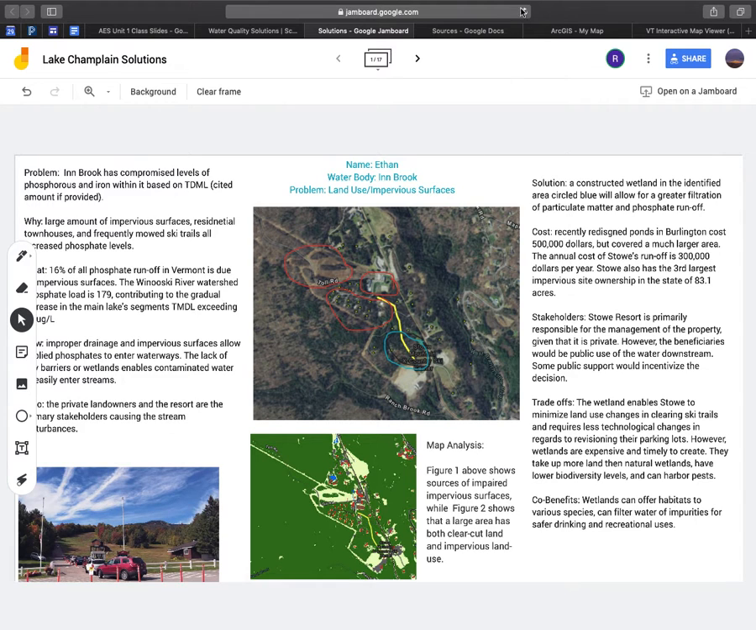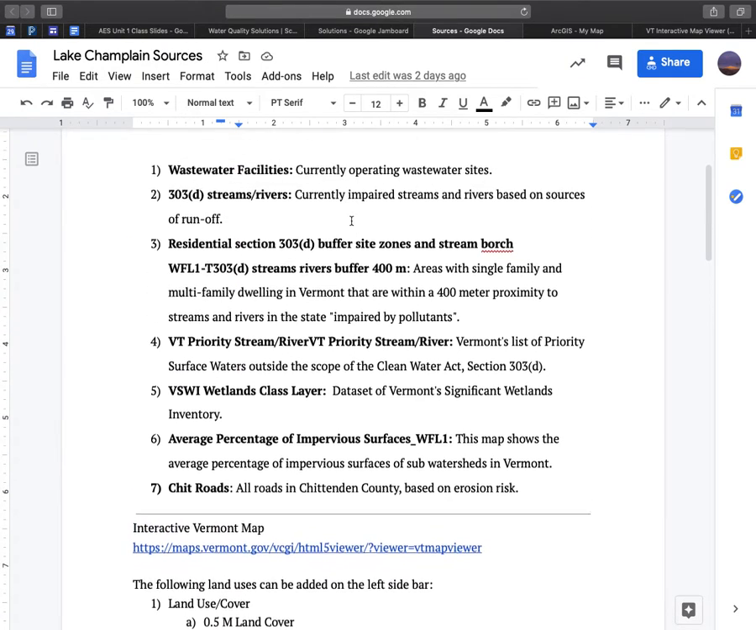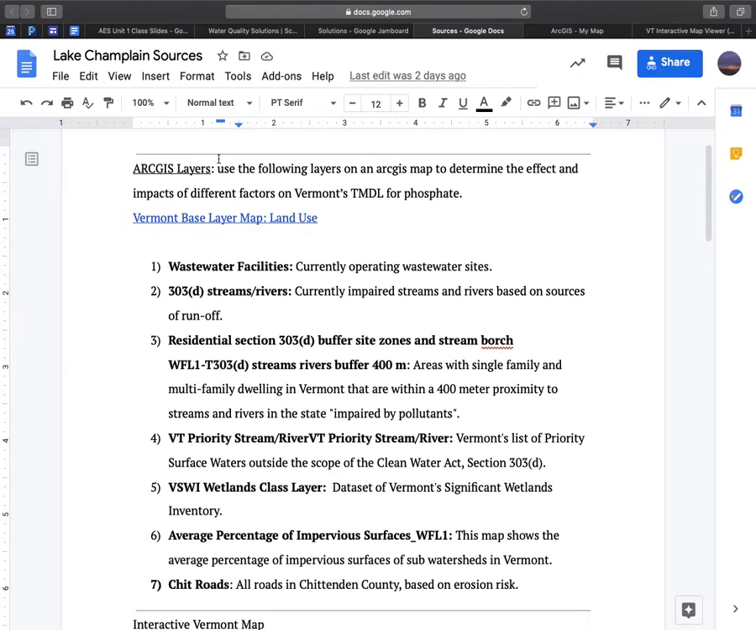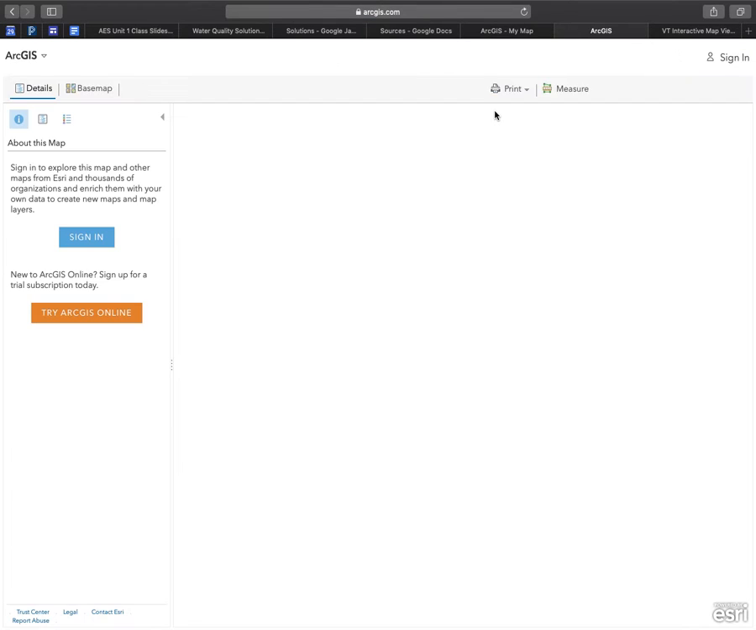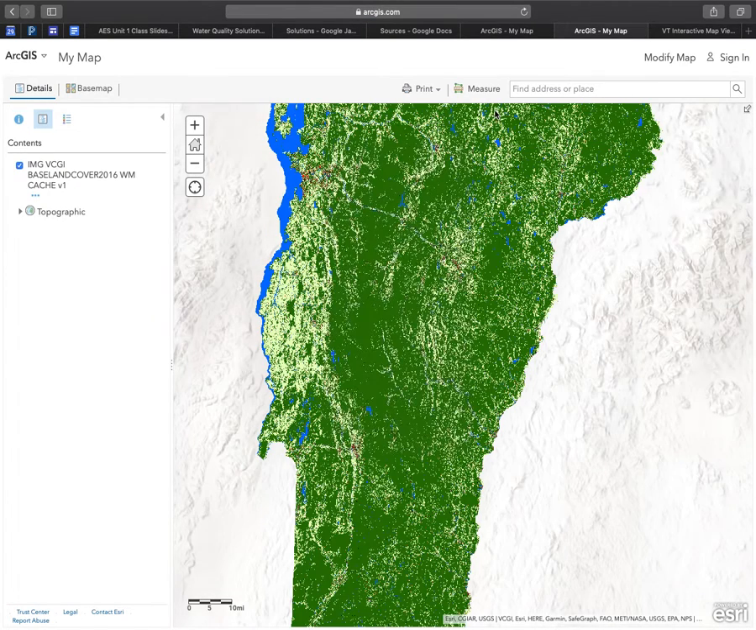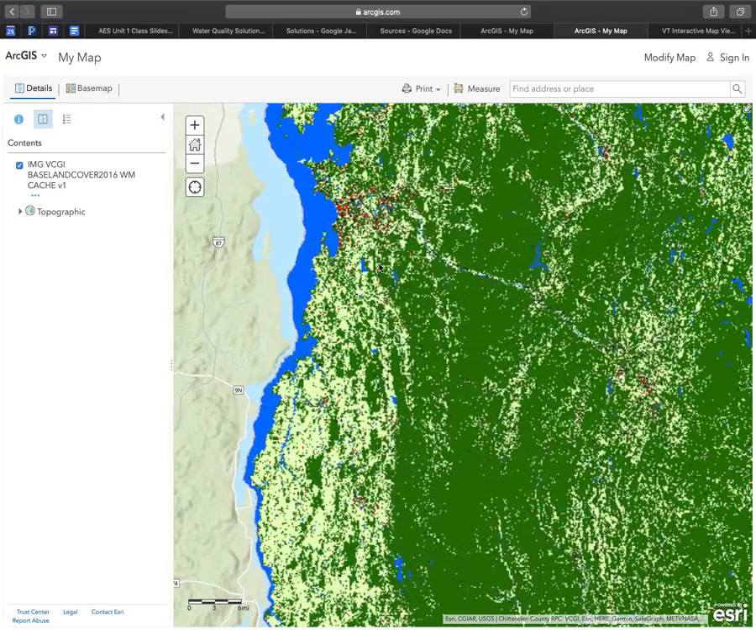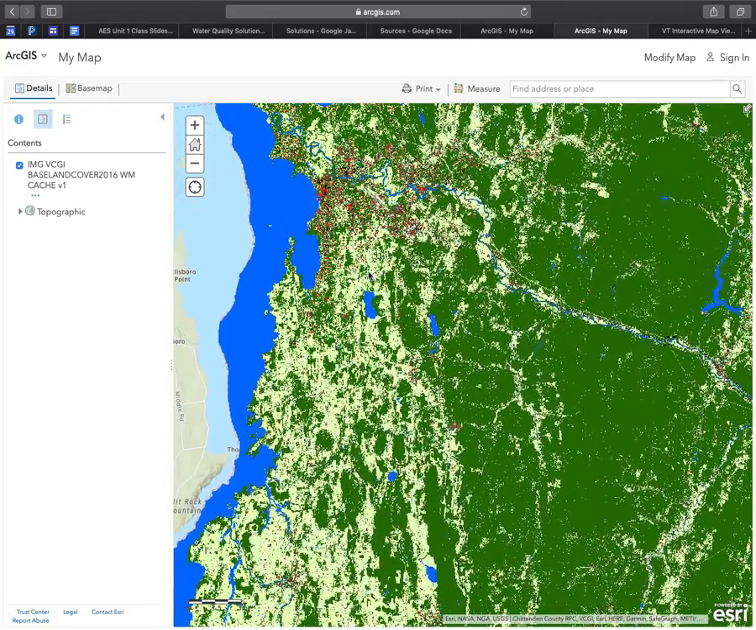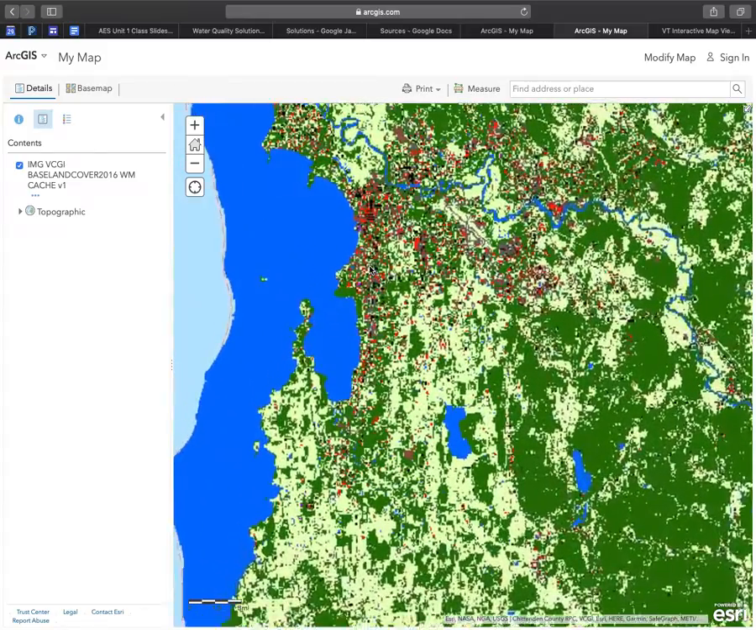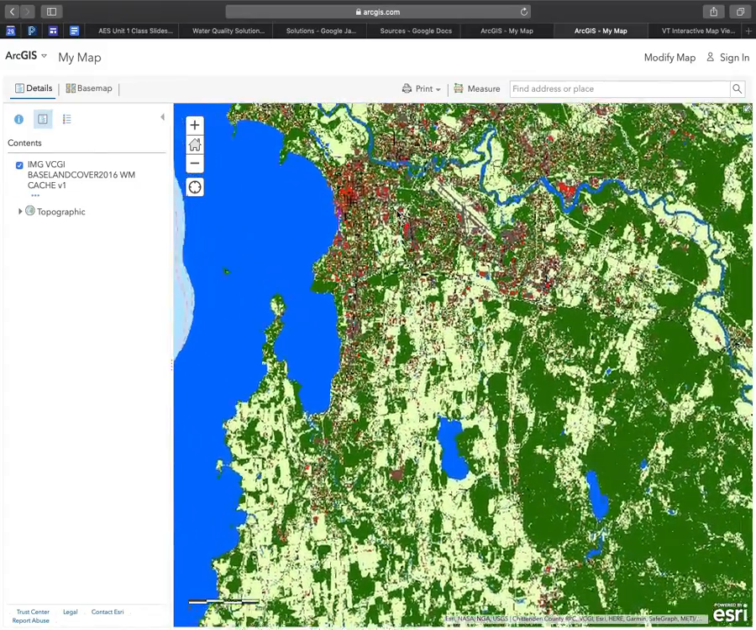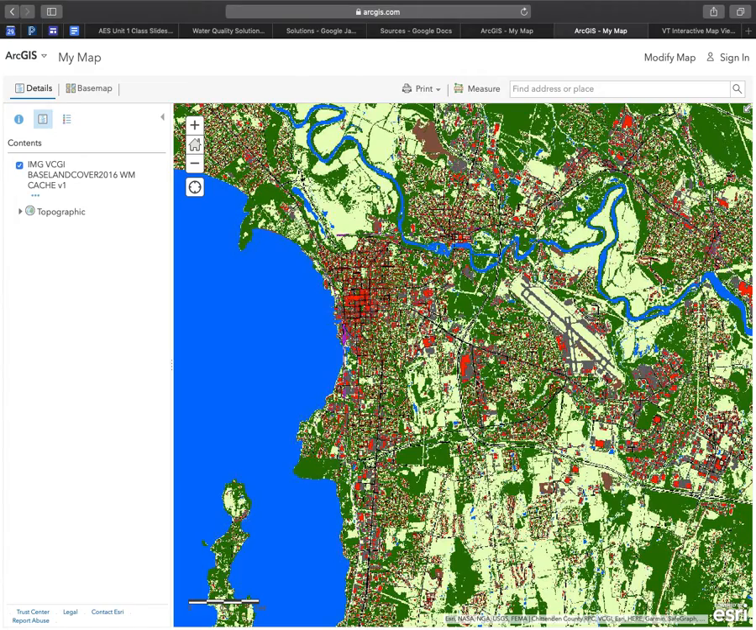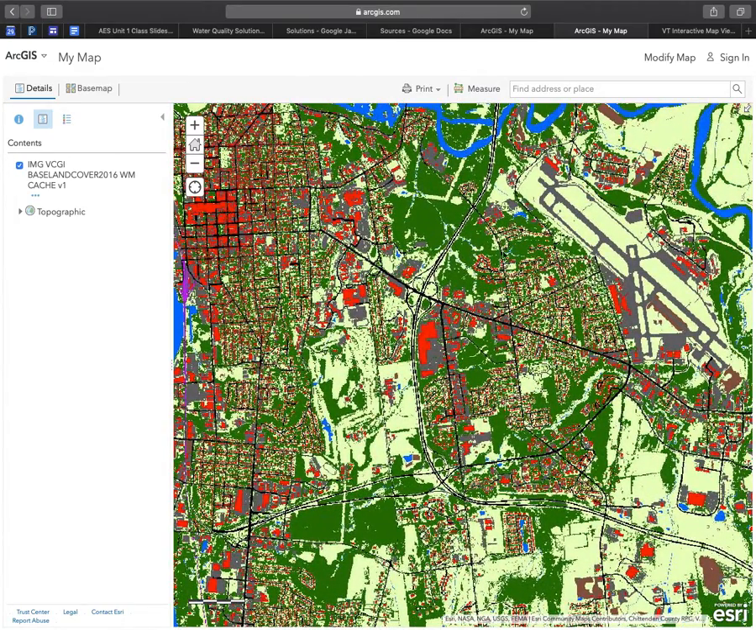Now, how do we get there? If we look at the sources document, you have one thing that you can take a look at, which is ArcGIS. ArcGIS, if you click on this link, will have the base map of land cover in terms of Vermont. Green is forested. The beige, yellowish, honey mustard color is cleared land. Red are buildings. Black is pavement. Gray is asphalt, and blue is water bodies. This will allow you to start looking for specific things associated with land use.